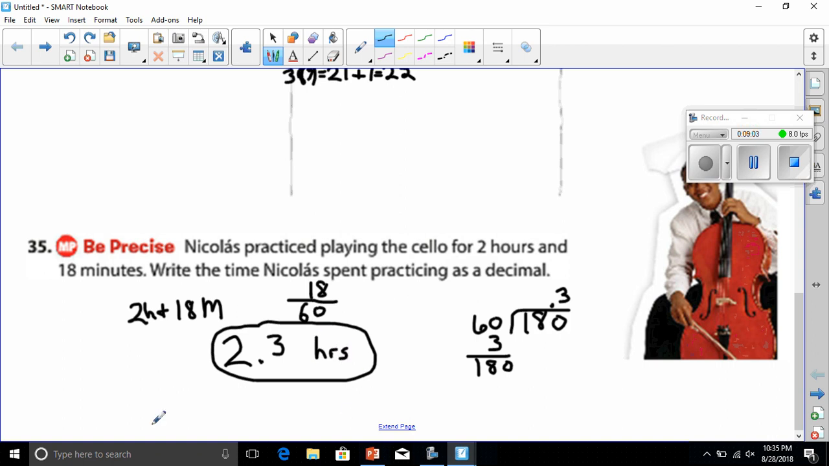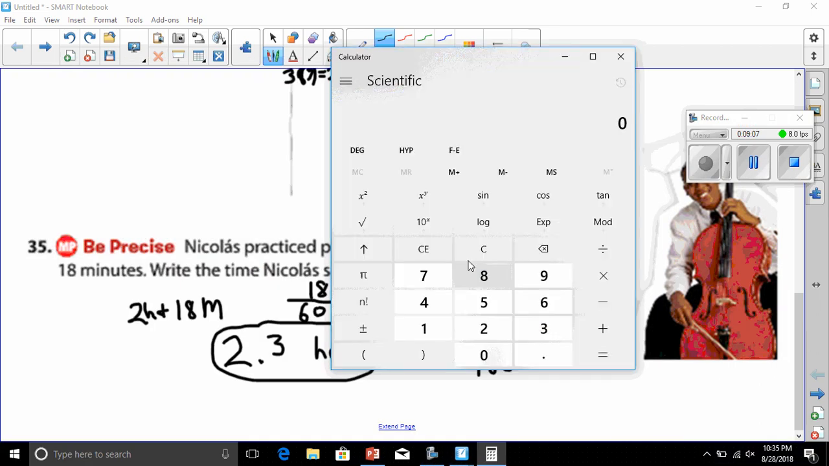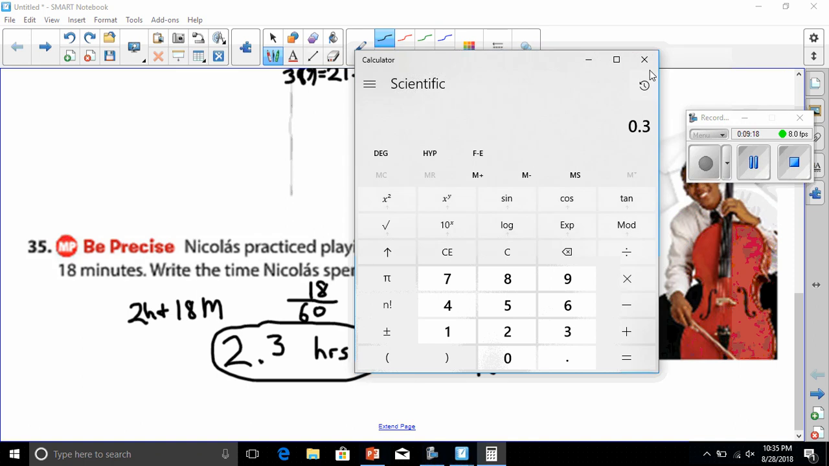Now, if you're wondering if that works out with the calculator, let's give it a shot. And on the calculator, we say that 18, remember it was 18 divided by 60, is going to equal 0.3. Look at that, got the same answer.